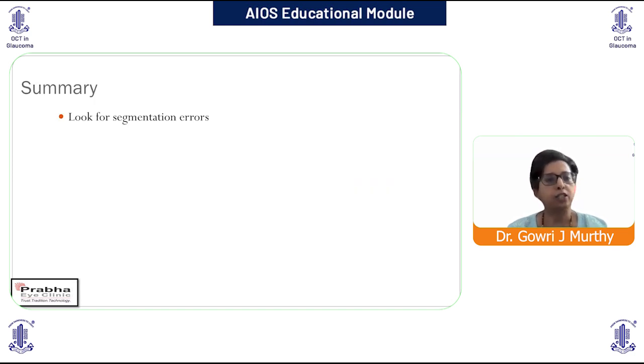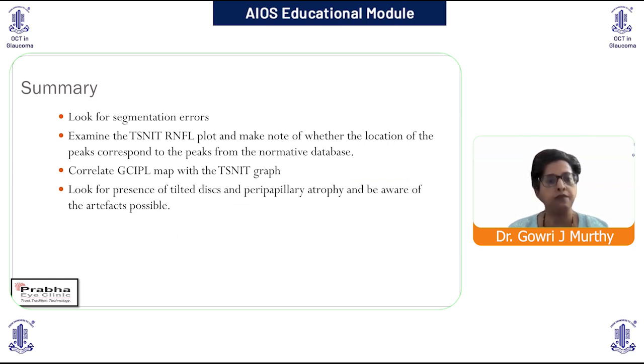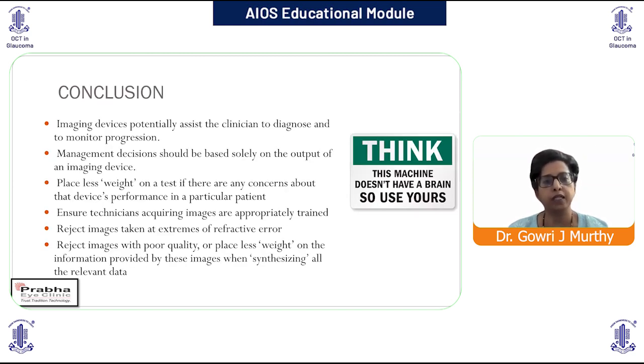In summary, one should look for segmentation errors. One should examine the TSNIT RNFL plot to make note of whether the location of the peaks corresponds to the peaks from the normative database. One should correlate the GCIPL thickness map with the TSNIT graph. Look for presence of tilted discs and peripapillary atrophy, and be aware of the artifacts that are possible. And we also should recognize that ocular disease can create errors in segmentation, and we should check for that. And most importantly, correlate with clinical examination of the disc and retina and the visual fields.